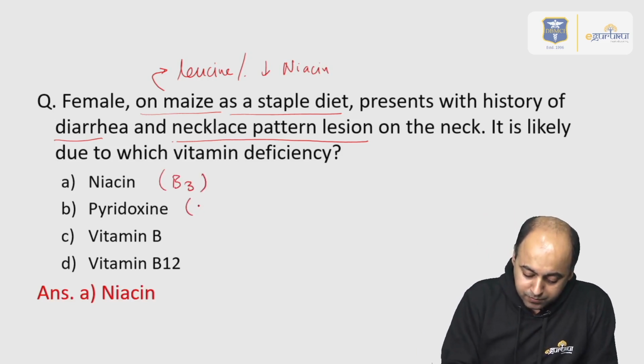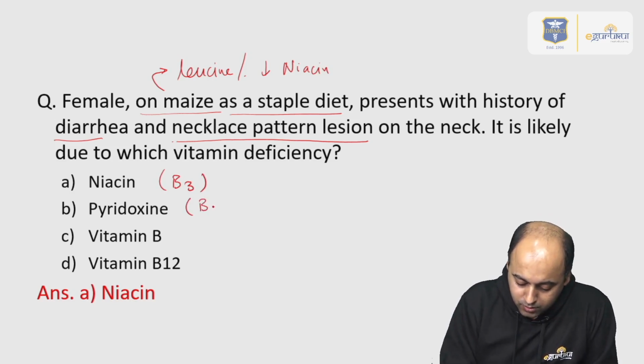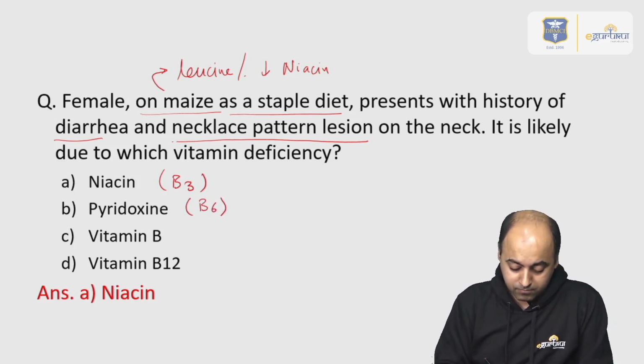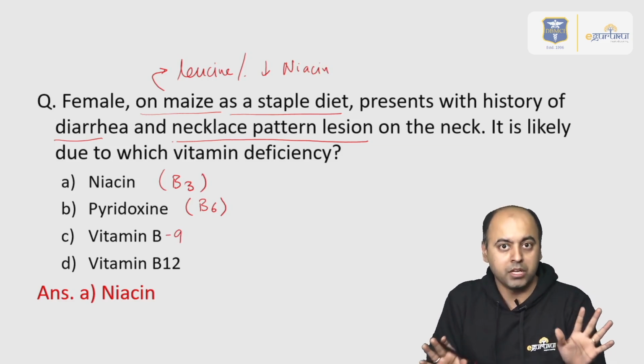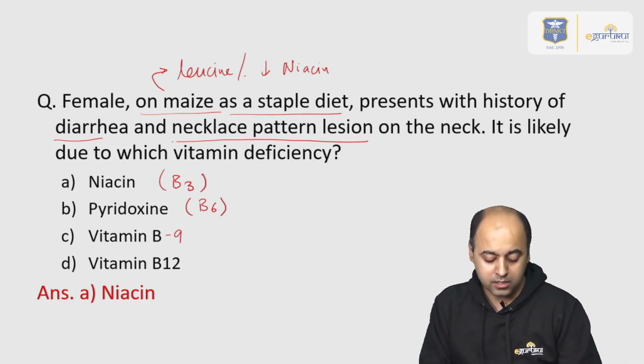Pyridoxine, please remember, is B6. Oh, this option is missing. I think it would be B9, I'm not sure, maybe B9. Okay, so here the answer is niacin.